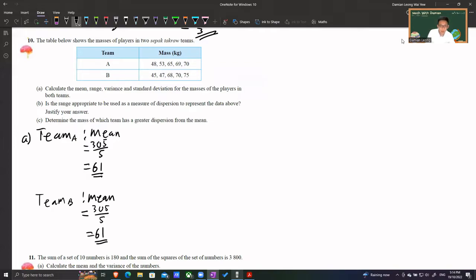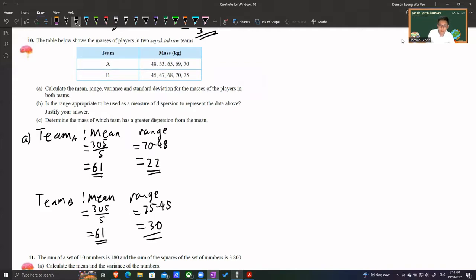Then range, highest value minus lowest value, 70 minus 48, 22. Range for team B, 75 minus 45, 30.